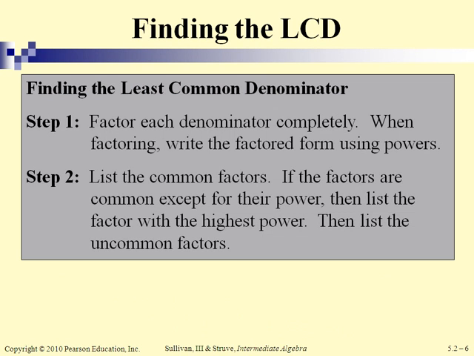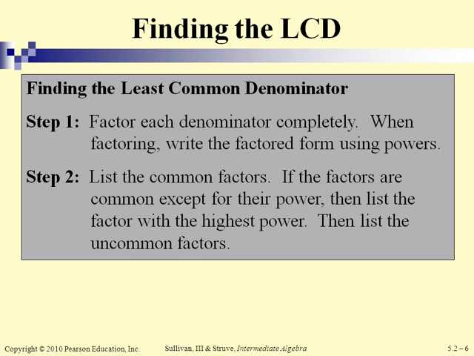What is the first step? Factor every denominator completely, and you write it in what? Exponential form. What is the second step? You will list down all the common factors, okay? If the factors are common except for their powers, then you use what? The highest power. So we're going to see.